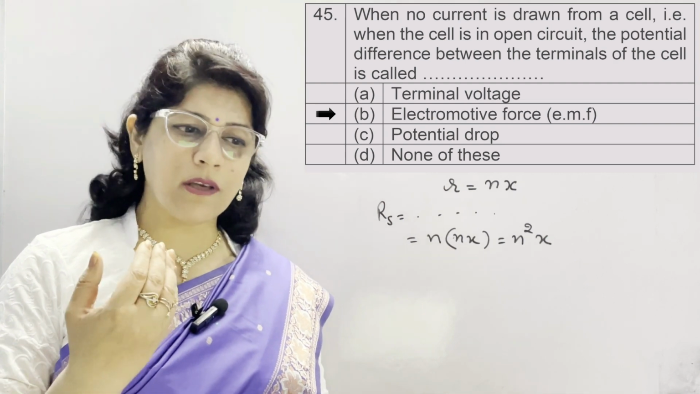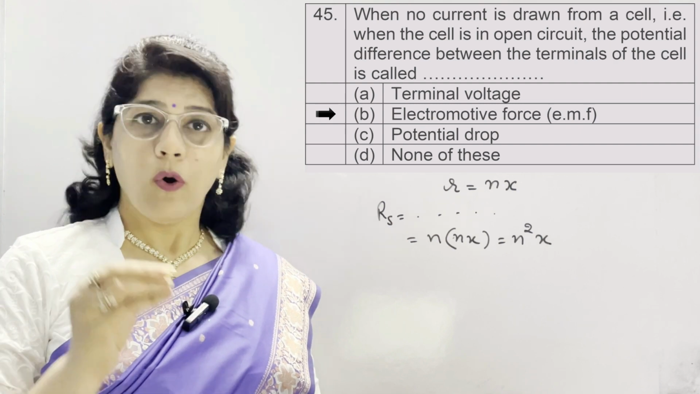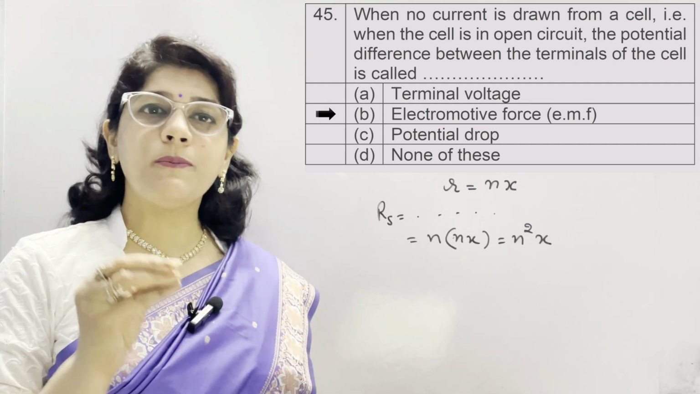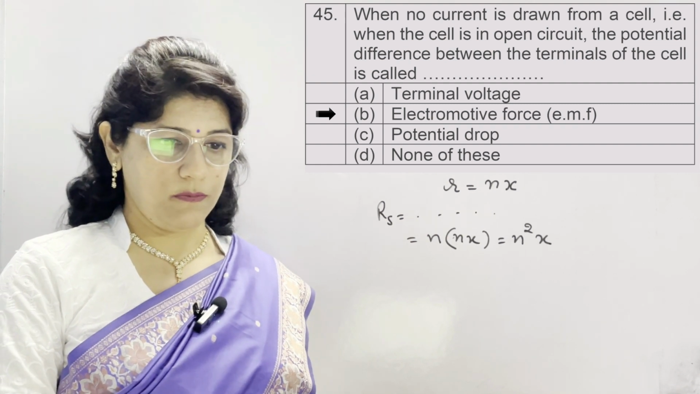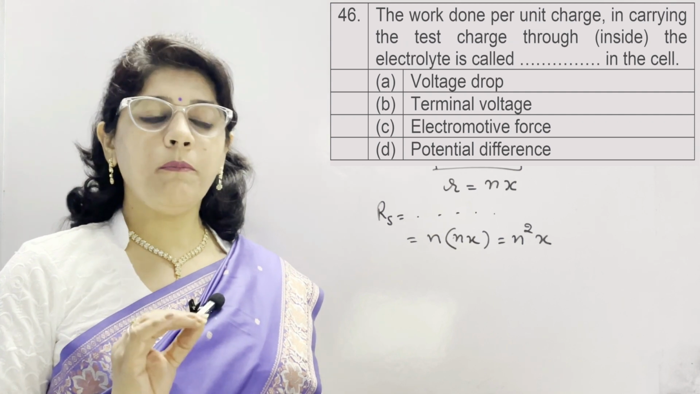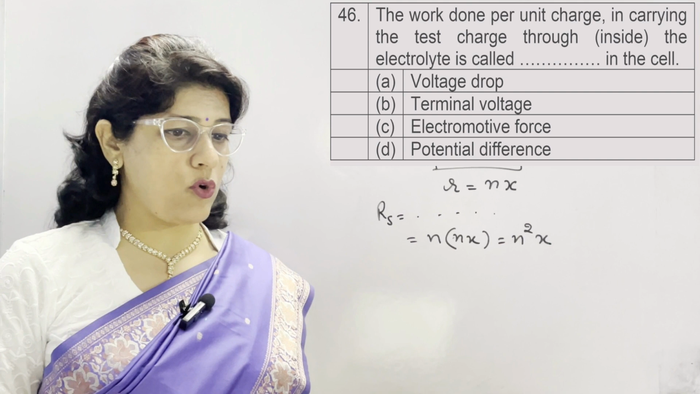जब हम सेल से कोई सर्किट से करंट ही नहीं ले रहे हैं, यानी कि सेल ओपन सर्किट में लगा हुआ है, उस समय जो पोटेंशियल डिफरेंस है वो EMF है और वो सबसे हाईएस्ट वैल्यू होती है उस समय.